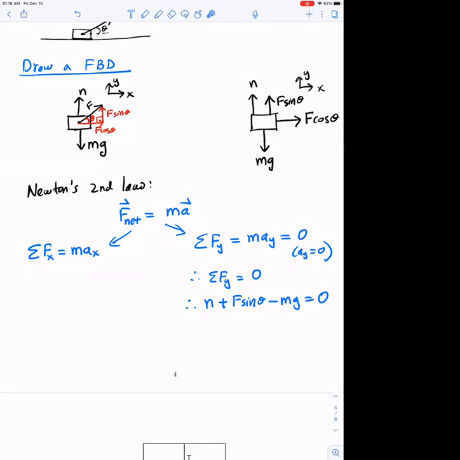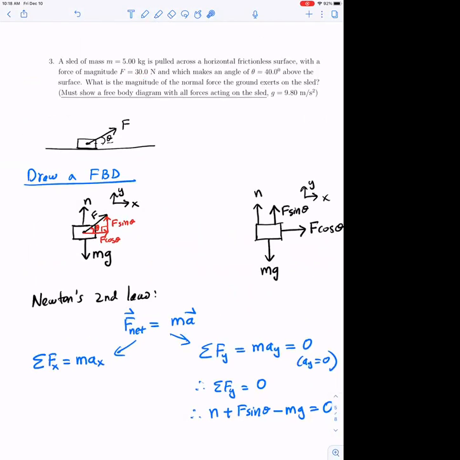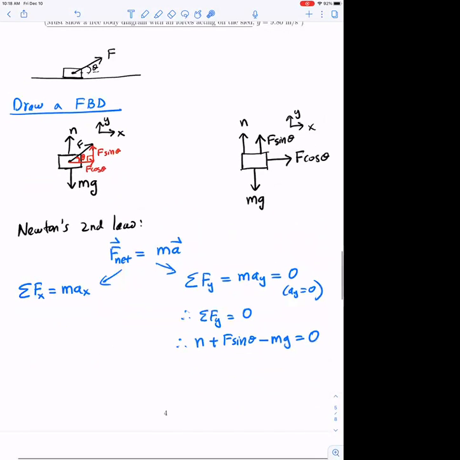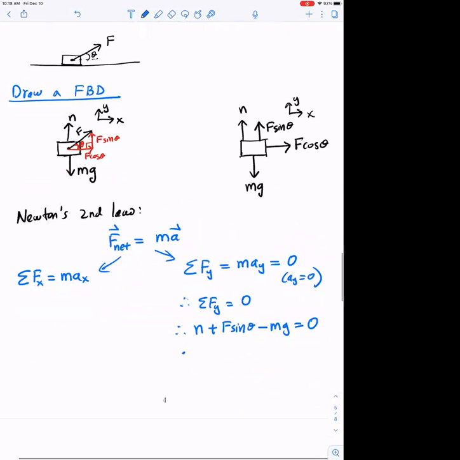I know F is 30 newtons, theta is 40 degrees, mass is 5, g is 9.8. So I already have everything I need here to solve for the normal force. I don't even need this equation here on the left. So what I'll get here is, therefore, N is equal to mg minus F sine theta.